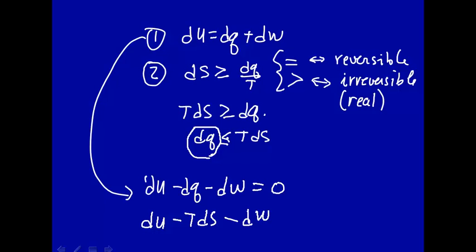Now dq is less than TdS, or TdS is greater than dq, but this is entering as a minus sign, so you're subtracting off a bigger number. So initially it's 0, but you're subtracting off a bigger number, so that will actually be less than 0. So less than or equal to 0. This is the combined first and second laws of thermodynamics.